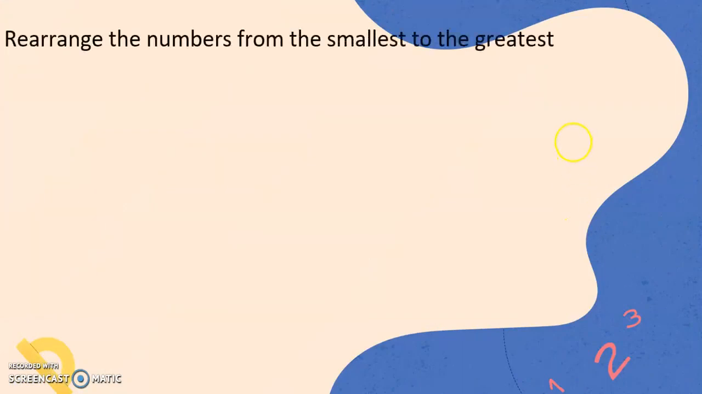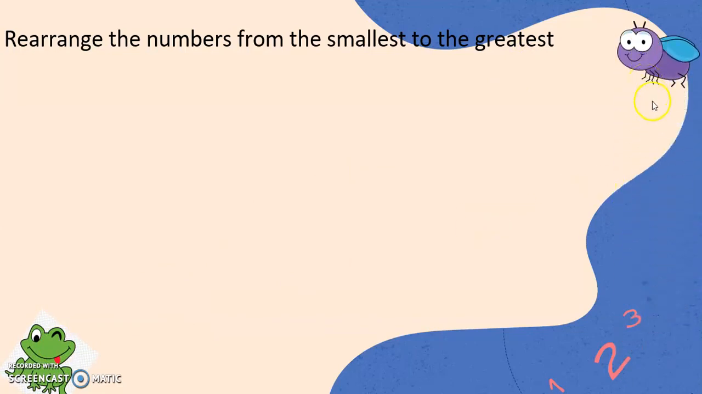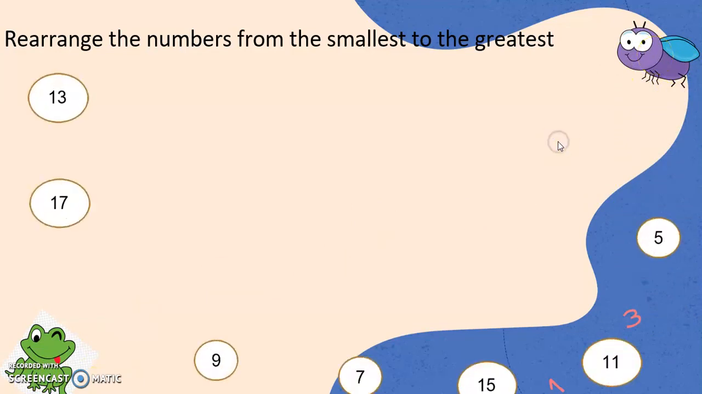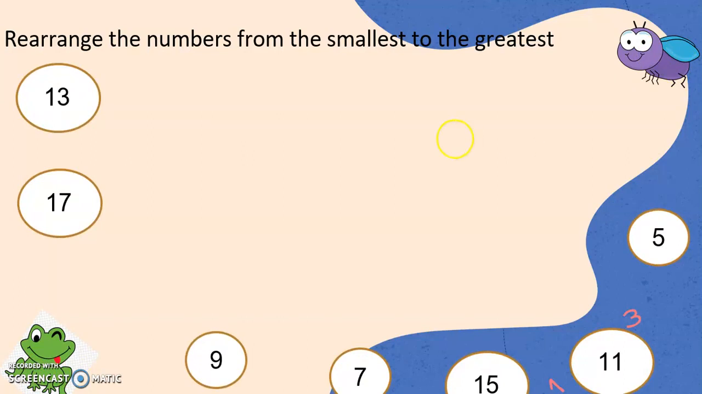Okay, now let's arrange some numbers from the smallest to the greatest. Terkecil sampai yang terbesar. This time, I have a frog. He is also hungry. He wants to eat the food. Okay, in this case, his food is a fly. However, he can only go from the smallest number to the greatest number. Okay, let's help him.